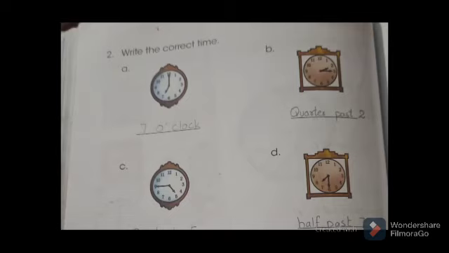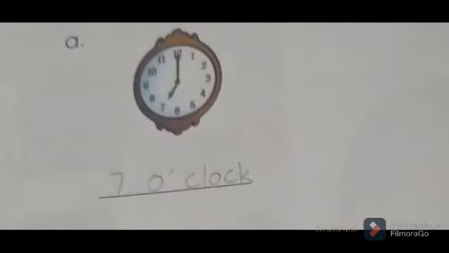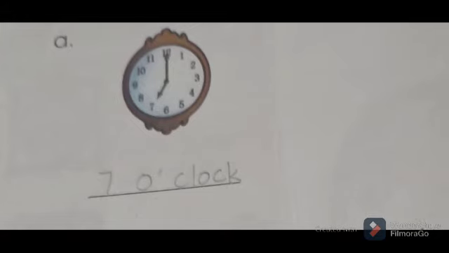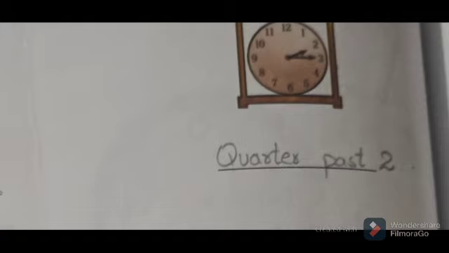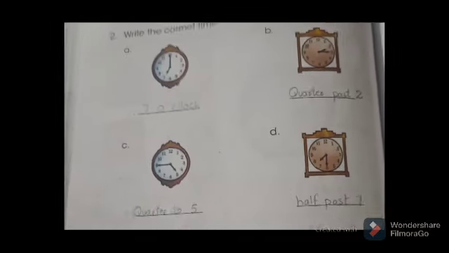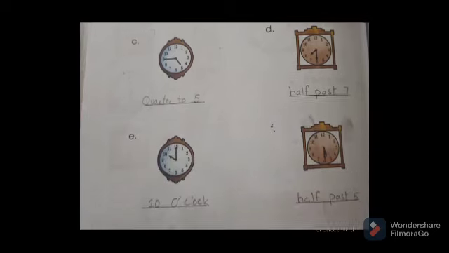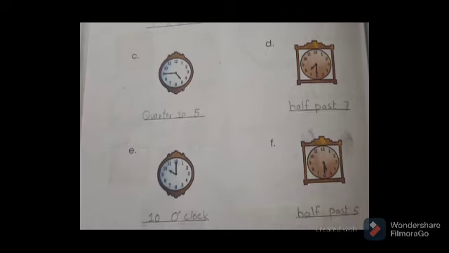On page number 136, dear students, we will write the correct time. As you can see, minute hand on 12 and our hour hand is on 7, so it is 7 o'clock. Our hour hand is closer to 2 and the minute hand is pointing to 3, so it is 2:15. Dear students, solve all these parts by yourself and then match your answers with these given answers.